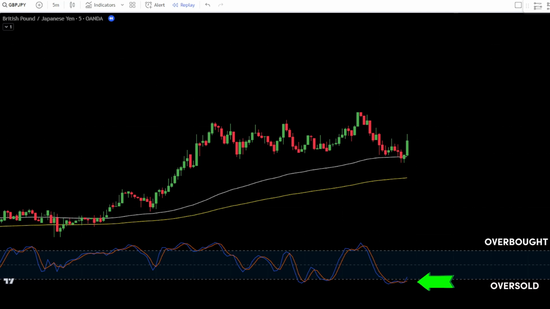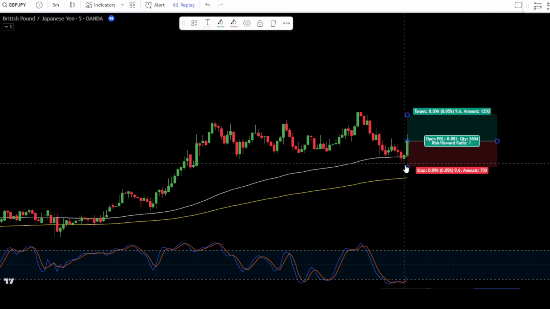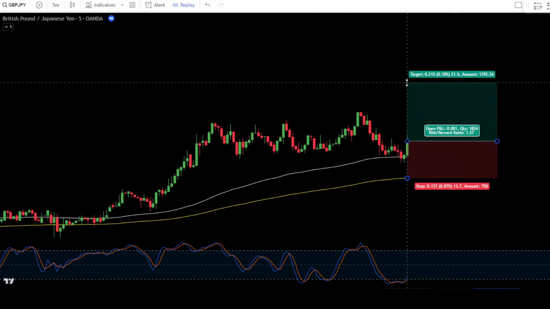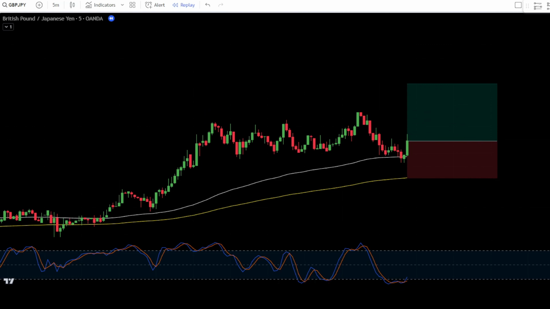Make sure the stochastic line is in the oversold area. Wait for the %K line to cross or be above the %D line. For the final confirmation, ensure that the candlestick formed is a bullish candlestick. If all conditions are met, you can place a buy order after the bullish candlestick closes. Place the stop loss at the end of the 200 EMA line. Use a take profit target with a risk and reward ratio of 1 to 1.5.